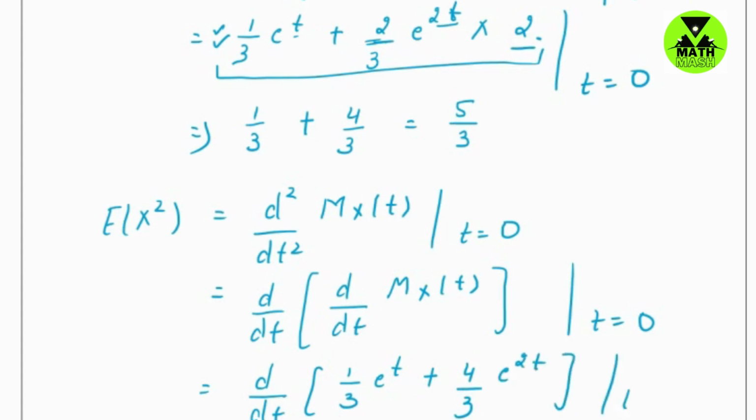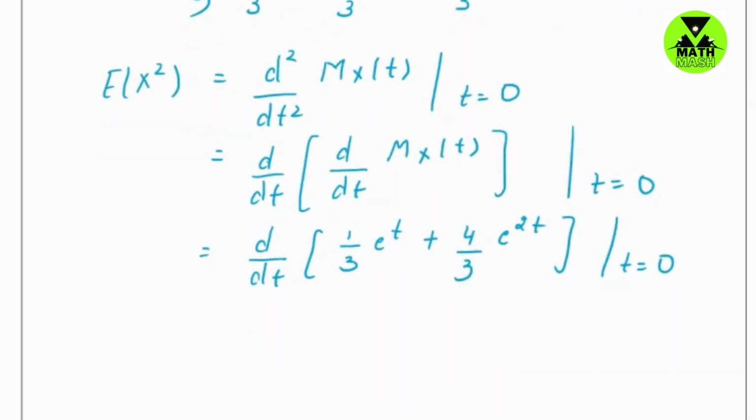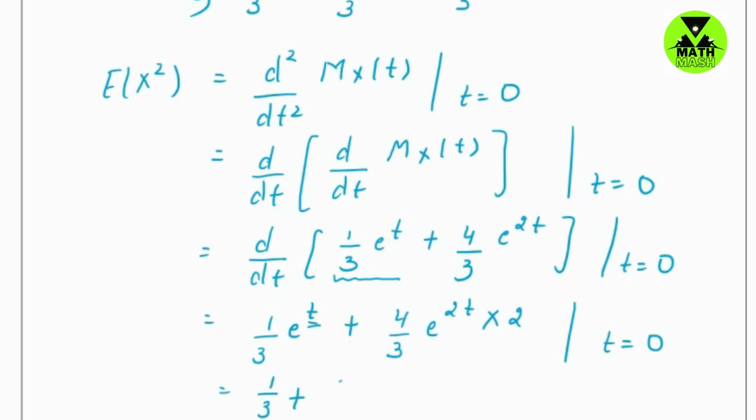Now again differentiate with respect to t. So this becomes, differentiation of the first term with respect to t is 1/3 e^t, plus 4/3 as it is, e^(2t), multiplied by 2, and then plug in t equals 0. When we substitute t equals 0 here, it is 1/3 e to the power 0, that is 1 only, 1/3 plus 4/3. So 4 multiplied by 2 is 8, so this is 8/3, and e to the power 2 into 0 is e to the power 0, which is 1. So finally the expected value of x square is 9/3, which equals 3.